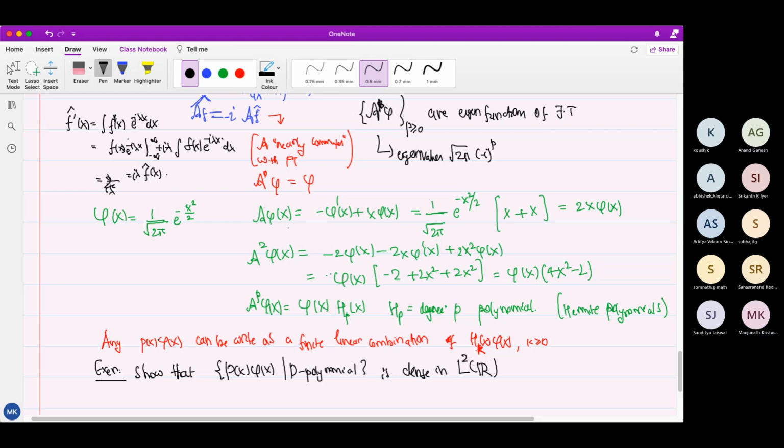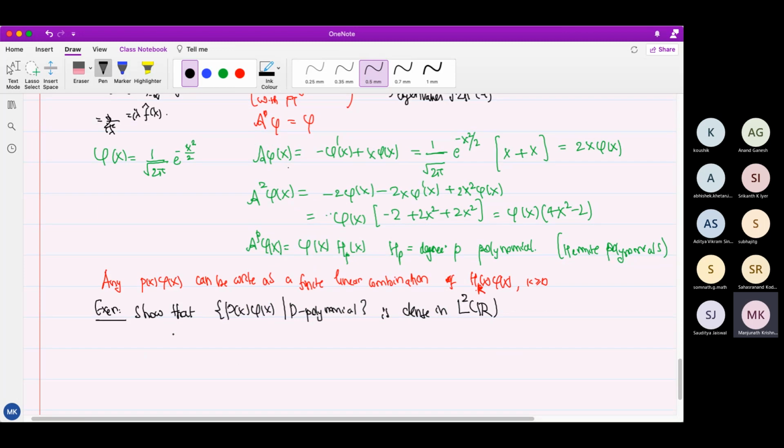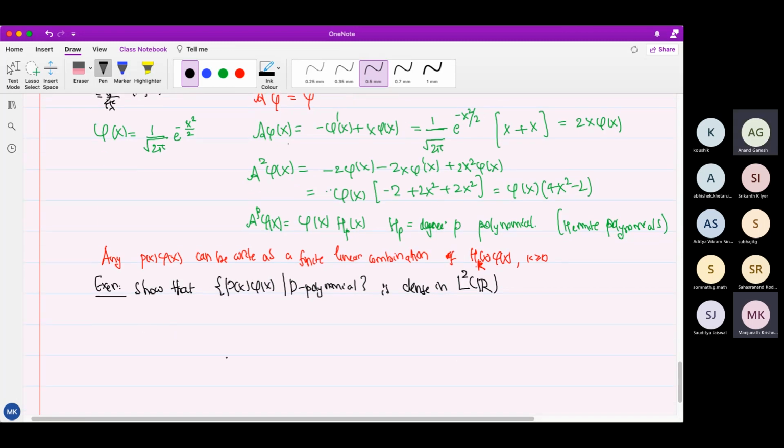Quick question: why do we write it that way, why not just say any p(x) can be a finite linear combination of h_p of x? True, you are completely right. In this statement I could have just erased this phi on both sides. Except that when I talk about L2 of R, I will always have the factor of phi of x. Polynomials are not in L2 of R. After multiplying by the Gaussian, they are going to be in L2 of R. I see. Thanks.